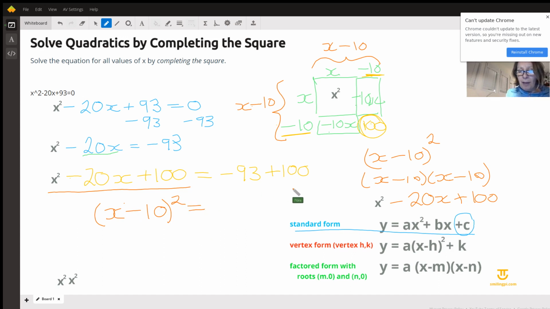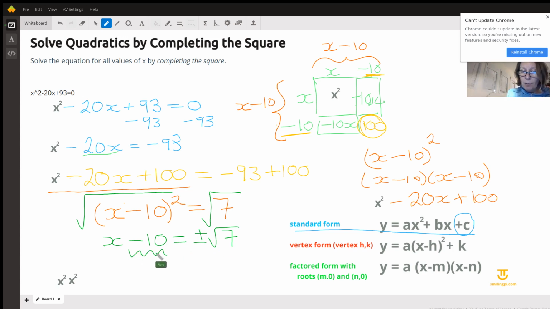On the right-hand side, we can simplify that. Negative 93 plus 100 is just 7. And why are we making it a square? Because it's very easy to take the square root of each side. The square root of x minus 10 all squared would just be x minus 10. On the right-hand side, we are going to have to introduce our plus or minus square root of 7. We're almost there. We need x, so we've just got to get rid of this minus 10, and we do that by adding 10 to both sides. So we're left with x equals 10 plus or minus square root of 7. And that was solving the quadratic equation by completing the square.